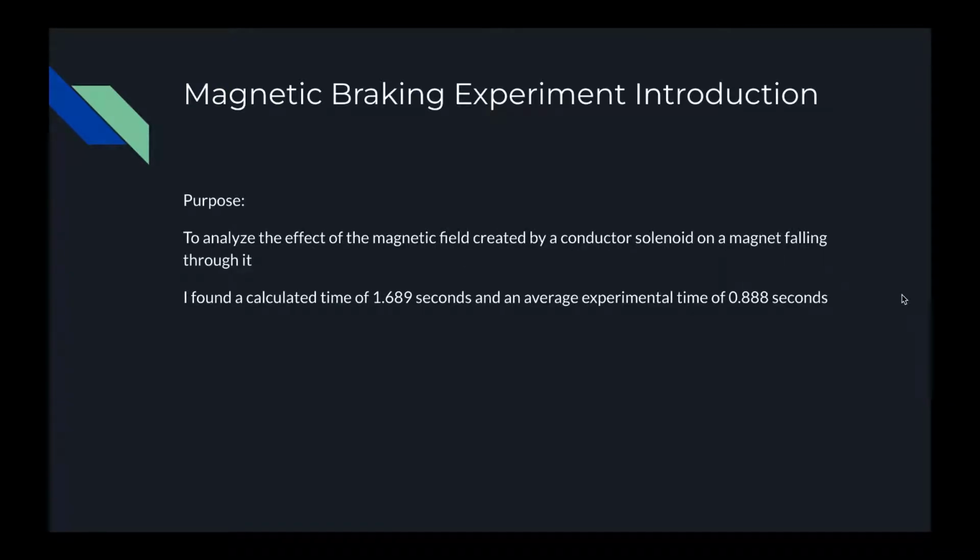So in this lab, we did a magnetic braking experiment using Faraday's law, and the purpose was to analyze the effect of the magnetic field created by a conductor solenoid on a magnet or a magnetic dipole falling through it. And I found a calculated time of 1.689 seconds and an average experimental time of 0.888 seconds.